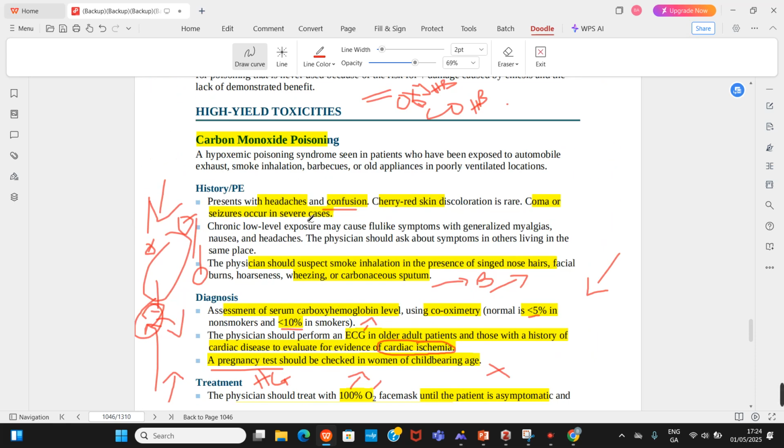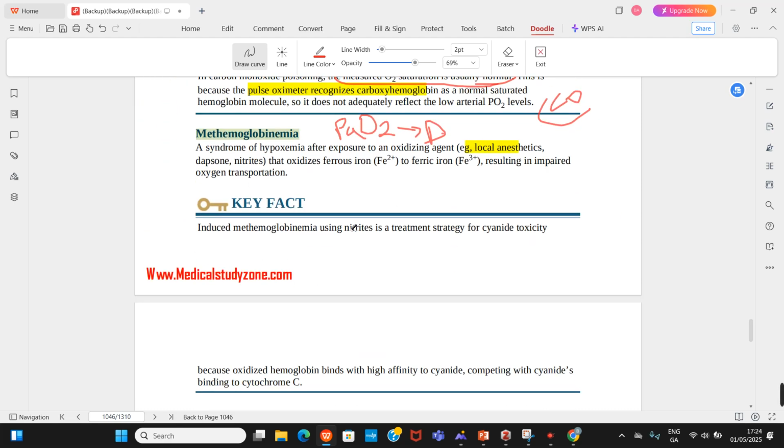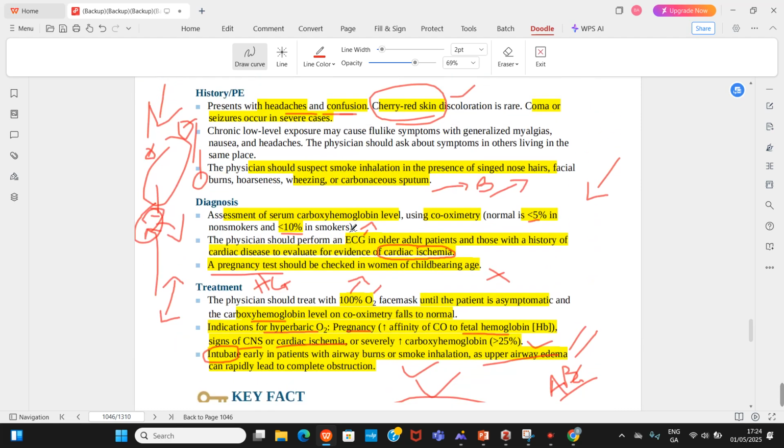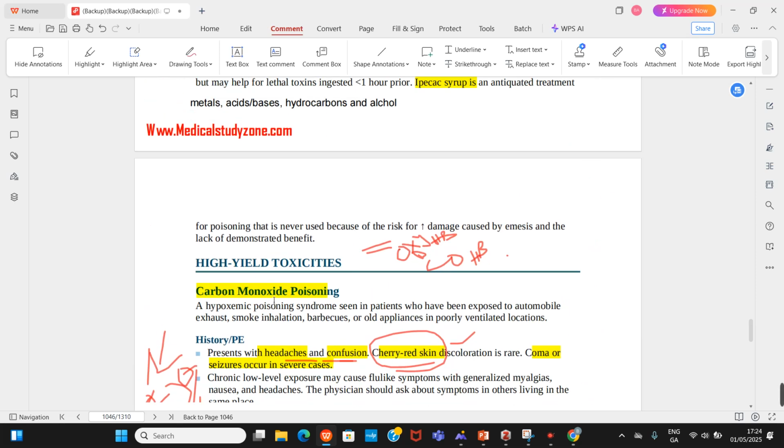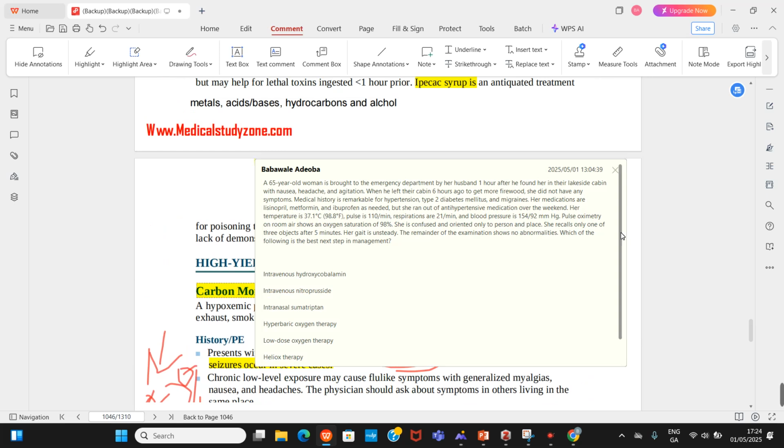So they will tell us that the person is having headaches, confusion, seizures, and very important, cherry red spots. Although it is very rare, it's a very good clincher. Once you see cherry red spots in the skin, think about carbon monoxide poisoning. Now, let us quickly look at the question to see if I have driven home that point very well.